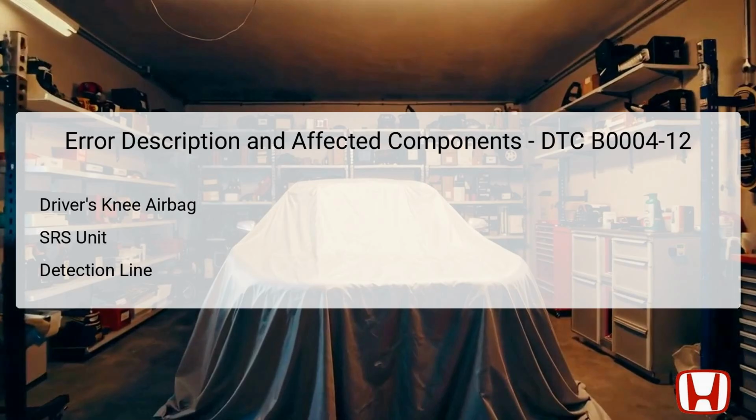If an abnormal voltage is detected on the line connected to the driver's knee airbag, the SRS unit triggers this DTC, indicating a fault. The detection line is crucial as it carries signals between the airbag and the SRS unit. It is essential to inspect and understand the wiring and connectivity thoroughly to determine the root cause of the problem. Proper installation and functioning of these components are vital for the safety capabilities of the vehicle.